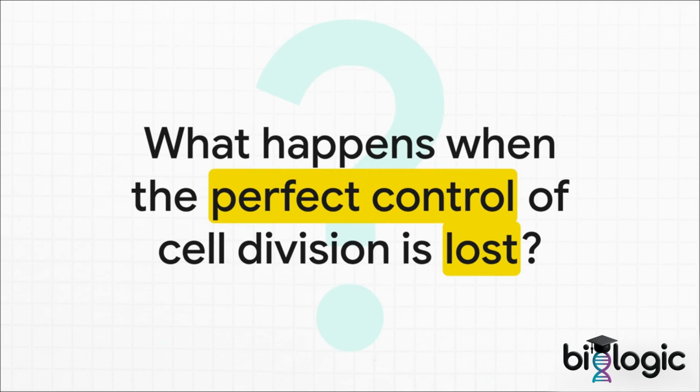So let's end with this thought. This whole incredibly complicated process is governed by a set of perfect, precise controls. But what happens when that control system breaks down? What happens when cells just start dividing uncontrollably? Well, that question leads us directly to diseases like cancer, and it highlights just how critical this biological machinery really is.